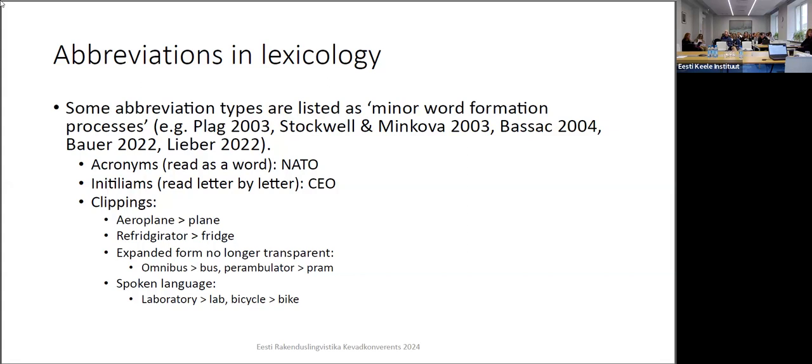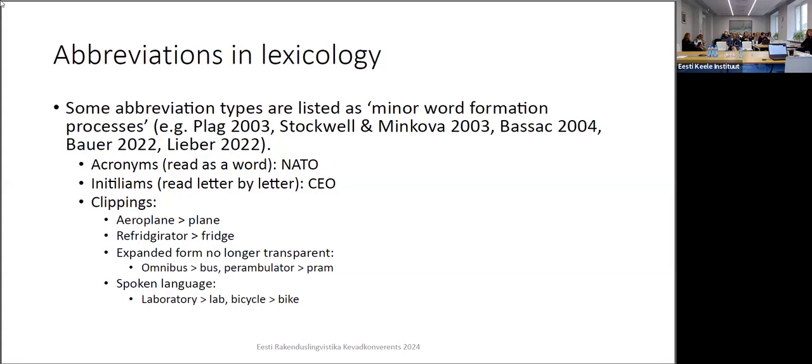Usually sources on lexicology, such as Bauer 2022, which we used in our lexicology course at Tallinn University, group them as minor word formation processes. Or some abbreviation types are listed under minor word formation processes. Major word formation processes would of course be affixation, compounding, and things like that.